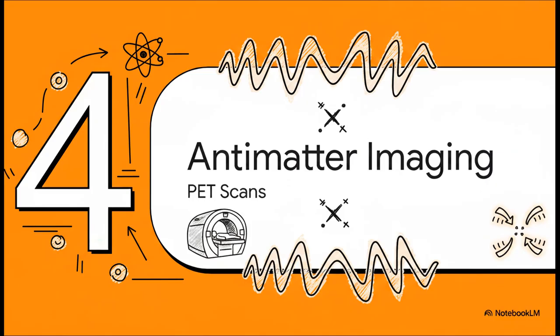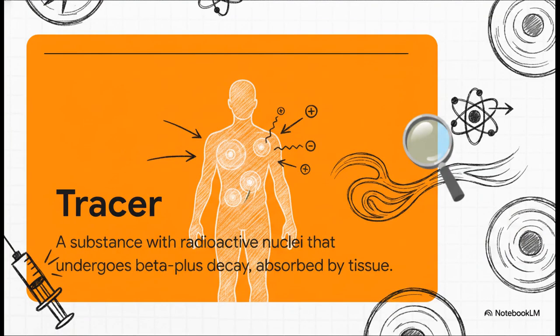And finally, Section 4, Antimatter Imaging with PET Scans. Let's see how all of this builds to the final and, frankly, the most sci-fi part of the whole medical physics syllabus, Section 24.3, PET scanning. PET stands for positron emission tomography. To get this, we need one key definition first. A tracer is a substance containing radioactive nuclei that gets introduced right into the patient's body and is absorbed by whatever specific tissue we're studying.